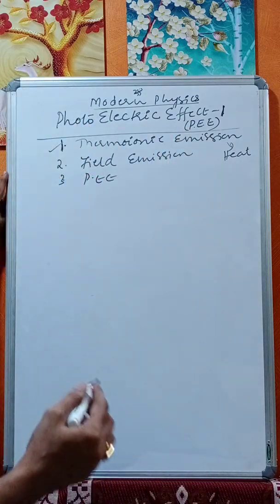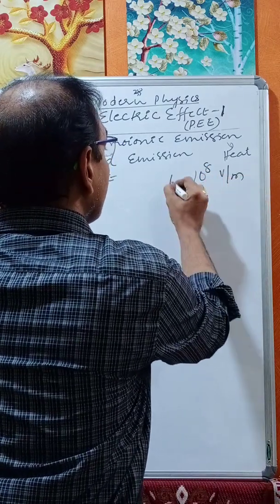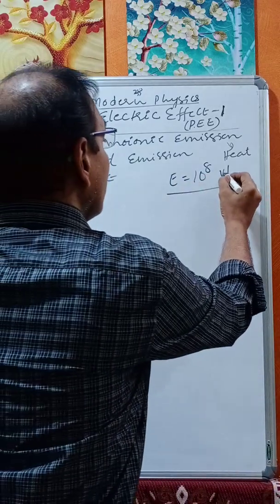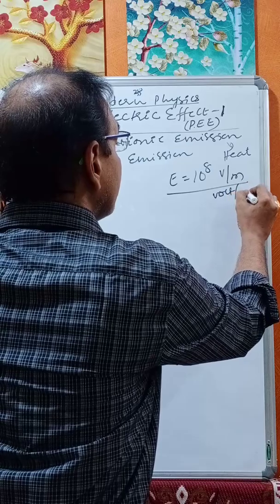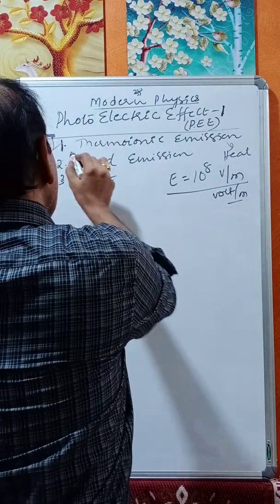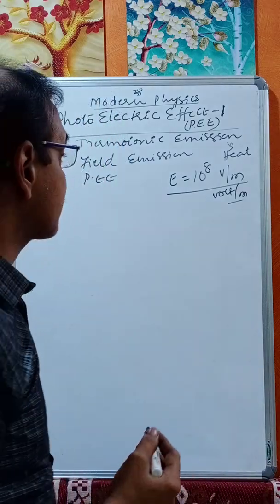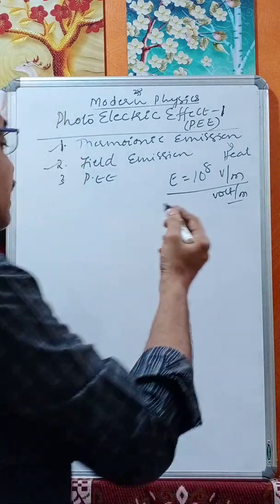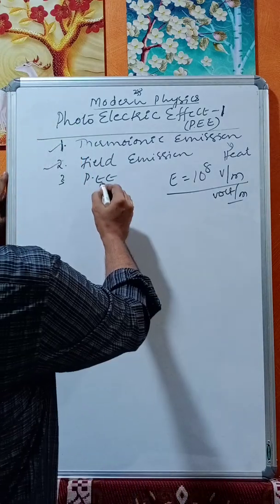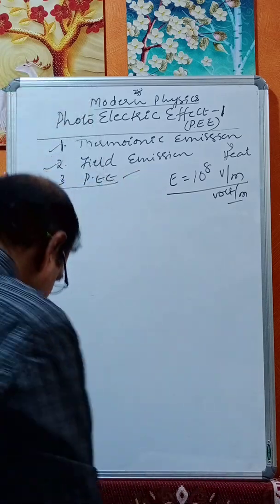Field emission means by applying large electric fields of the order of 10 power 8 volt per meter, then the electrons are emitted, which is called field emission. Then the electrons are released, and the effect is field emission. And finally, the third one is photoelectric effect, our class.